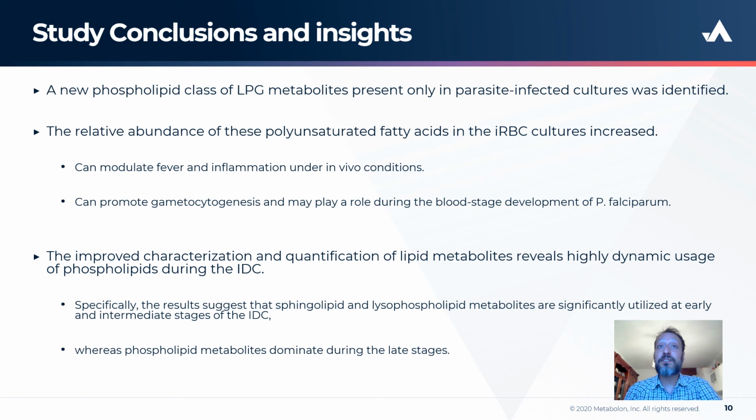The improved characterization of lipid metabolites reveals highly dynamic usage of phospholipids during the intraerythrocytic developmental cycle. Specifically, the results suggest that sphingolipid and lysophospholipid metabolites are significantly utilized at early and intermediate stages of the IDC, whereas phospholipid metabolites dominate during the late stages. Overall, the metabolomic data presented here provides a great opportunity for targeted discovery of metabolic functions and biology in Plasmodium falciparum.